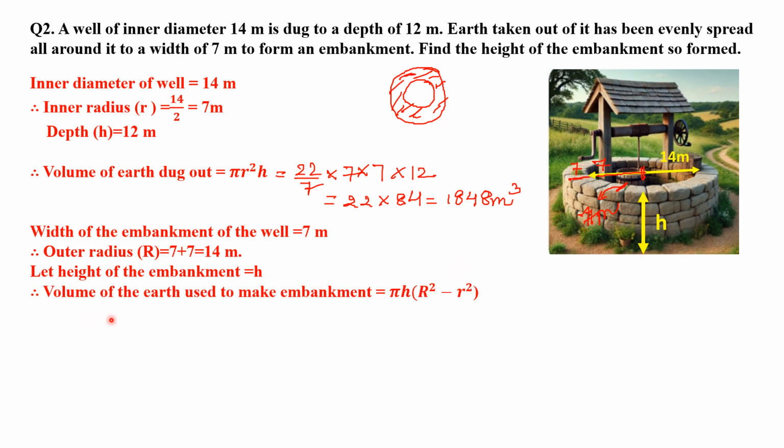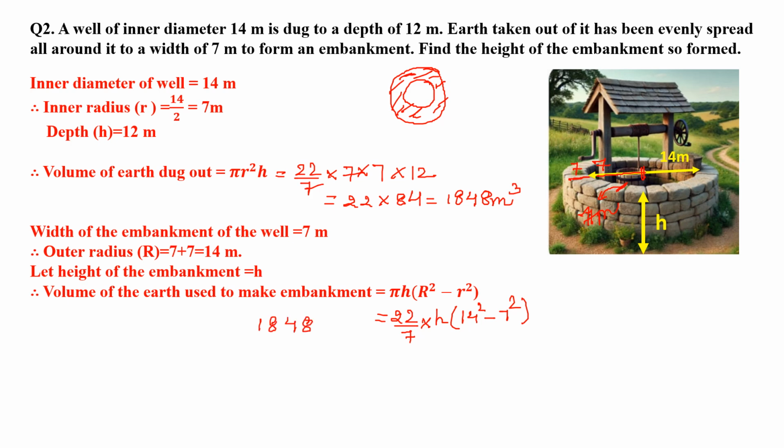So now let's use the formula. The volume of earth used to make the embankment. Again I am using the volume of the material formula, because here also you are doing external volume minus inner volume, right? Now you have to put all the values over here. So I am taking the pi value as 22 by 7. Height you have to assume as h, the external radius is 14 square, and the inner radius is 7 square, right?